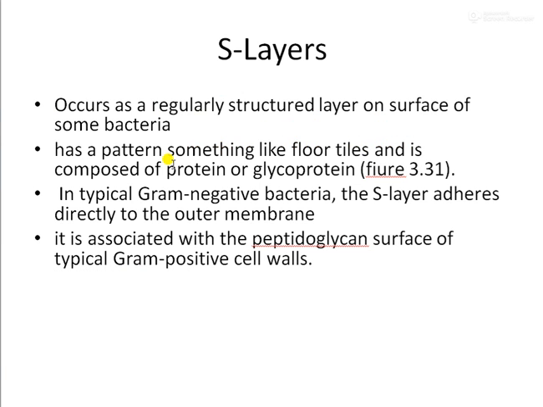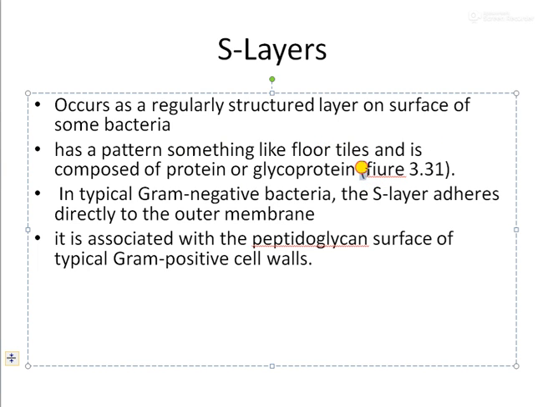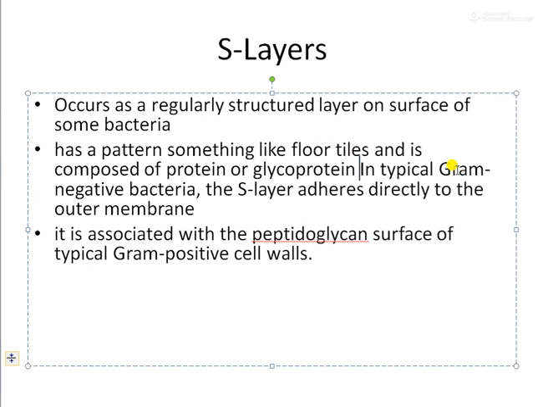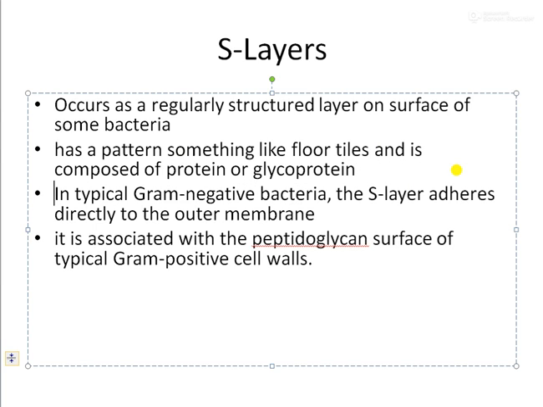Now, next we have the S layers. What are the S layers? S layers mainly occur as a regular structure on the surface of some bacteria. And you can see that when you look at some bacteria, they have a pattern something like a floor tile, which is composed of protein and glycoprotein. And it is found on the outer surface of the bacteria. It's like a bacteria having a tiled, floor tile-like appearance. That is referred to as the S layer.